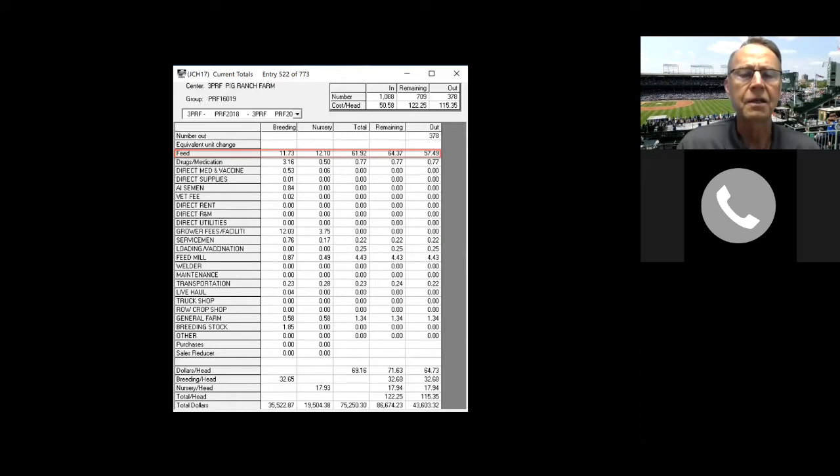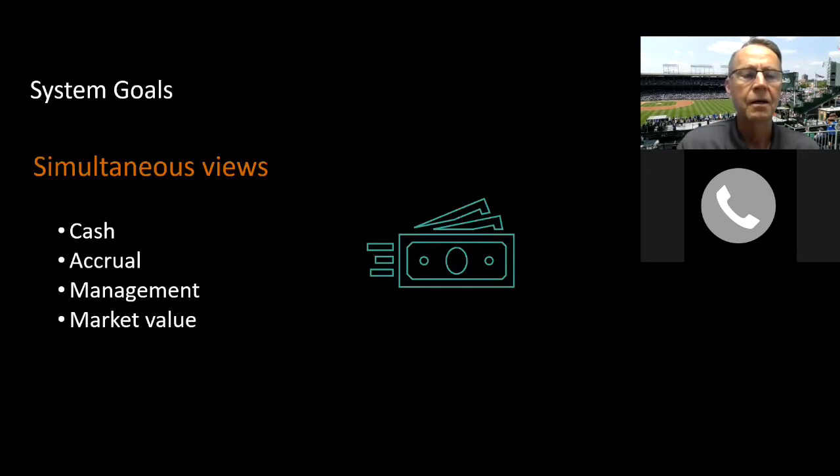So we want to be able to do that automatically, and not just track costs, not just value inventories, but maintain drill down and traceability values. To make things a little more complicated, there are 4 simultaneous views in the farm financial statements: cash, tax, accrual or management, and market value.